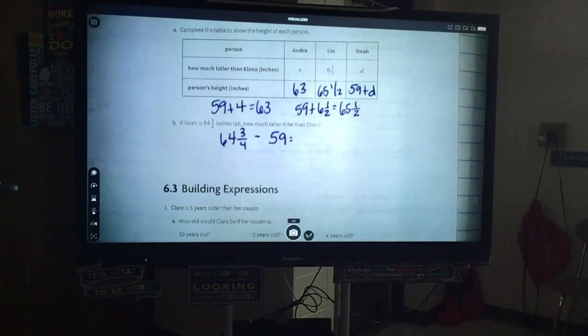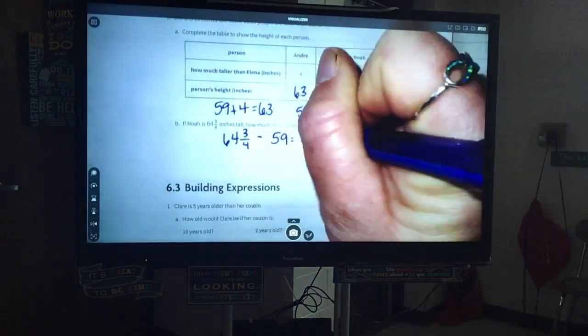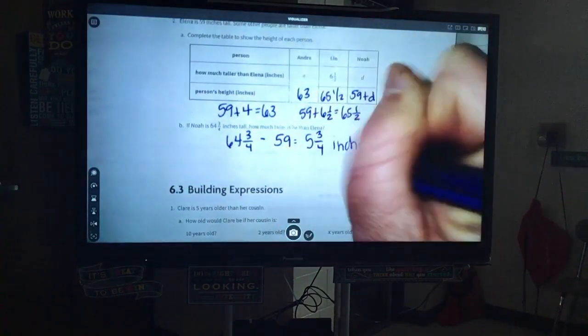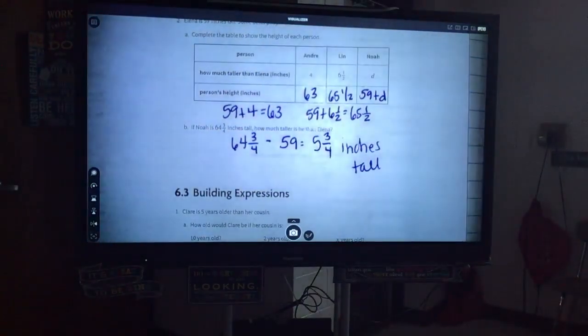Alright, William, what was your answer? 5 3/4, or 5.75. Okay. Alright, so that's kind of what you're doing. You're substituting in for that unknown number, or your variable.